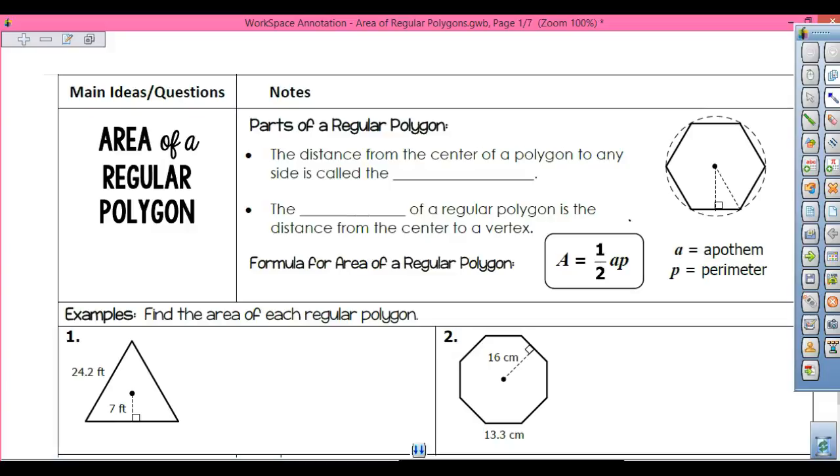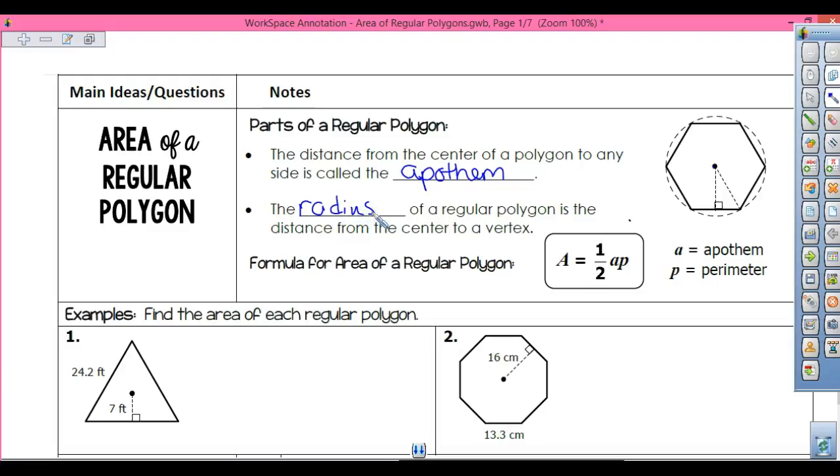Right, so we have our regular polygon. Today we're going to find the area of any regular polygon. The distance from the center to the side is called the apothem. If I go from the center to one of the vertices, we call that the radius.